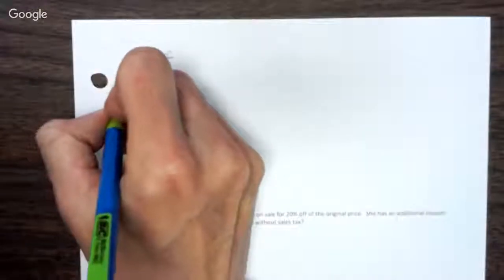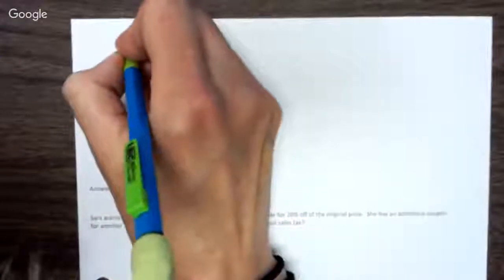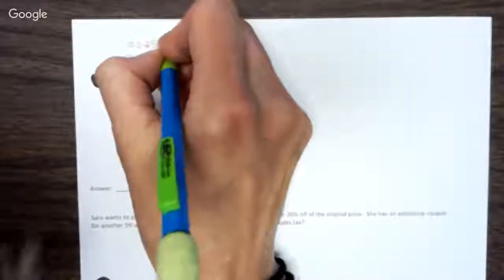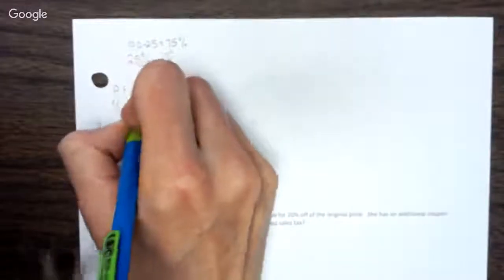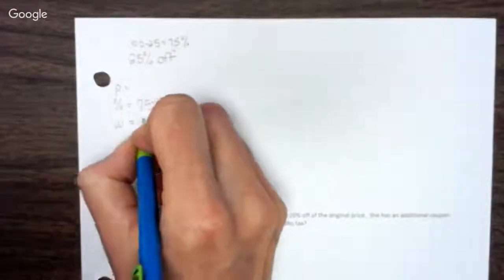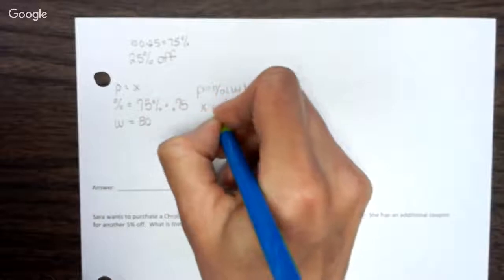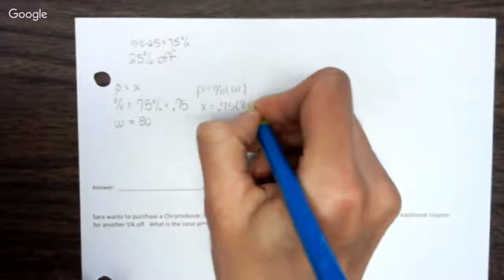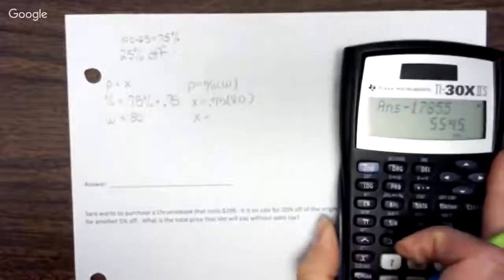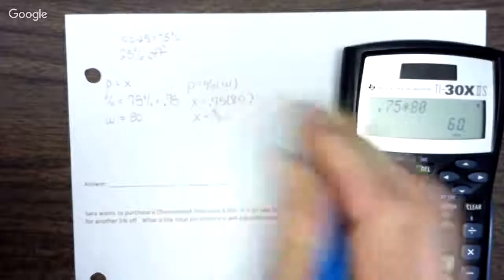So let's identify our part, our percent, and our whole. 25% off means I'm going to do 100 minus 25, which means he's paying 75%. Move the decimal place over twice, and you get 0.75. The cost of the item is $80, so we're finding the new price, X. So part equals percent times whole. So X is equal to 0.75 times 80. 0.75 times 80 is $60. So that's with the discount.